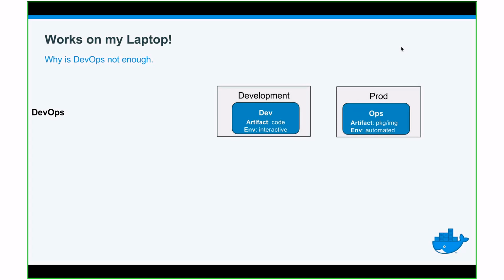So it works on my laptop. Everyone knows this phrase, right? And in DevOps, you create something, let's say Python or Go code or whatever, and on your laptop, your artifact is the code that you created. And the environment you use is pretty much interactive.